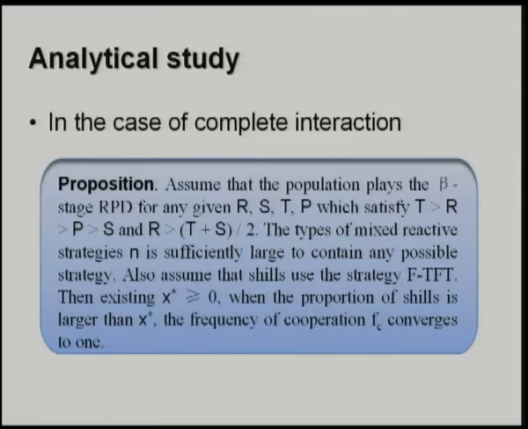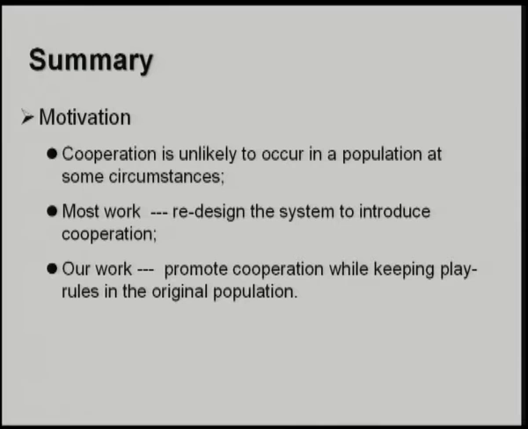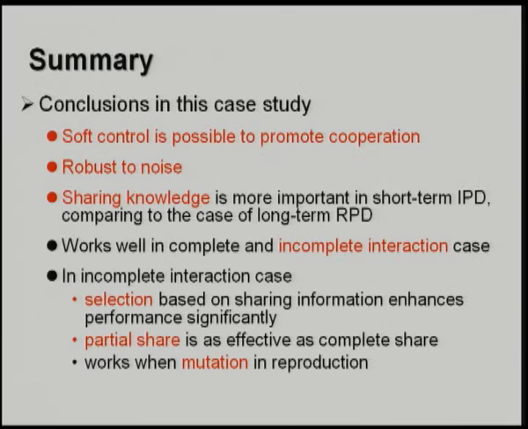Now let me summarize this work. We found that cooperation is unlikely to occur in a population in some circumstances, and most people work on how to redesign the system to induce cooperation. Our work is to promote cooperation by keeping the play rule in the original population and adding shills. We found that soft control is possible to promote cooperation and it's robust to noise, and that sharing knowledge is important, and selection based on shared information is crucial in the incomplete interaction case.